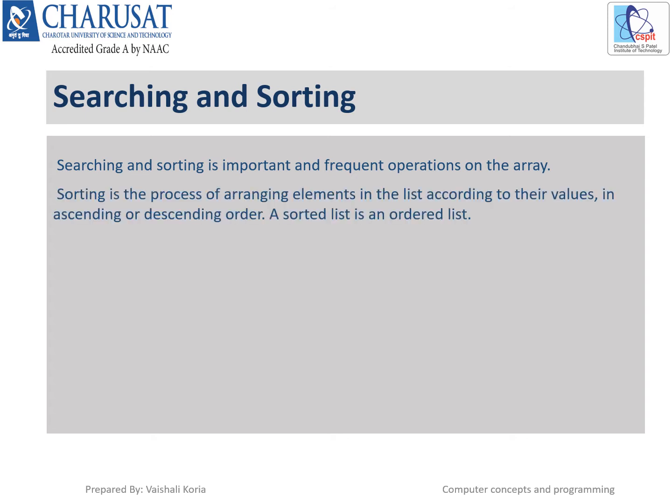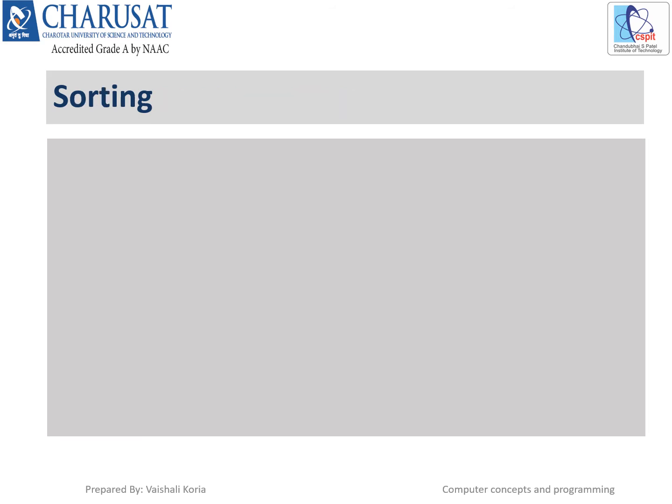Sorting is another process where you want to arrange the elements in a particular order, like in ascending order or descending order, based on their value. So sorting is the process of arranging the elements in the list according to their values in ascending order or descending order. A sorted list is also called an ordered list. So that can also be applied on the array. Now we'll understand the sorting operation on the integer array.